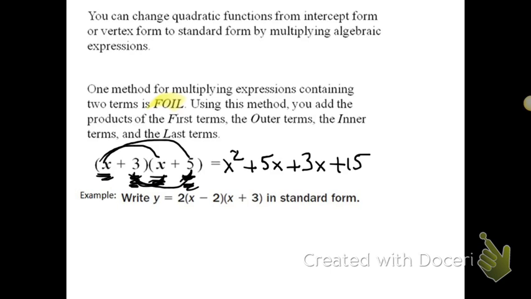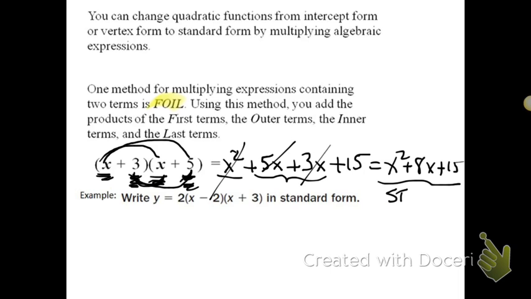Once you're done multiplying every term in one binomial to every term in the other, you can combine like terms if possible. There is nothing to add with the x squared, so I'm just going to copy the x squared. However, I do have the 5x and the 3x, which are like terms, making a grand total of positive 8x's. And that takes care of those guys. And then I have just a plus 15. Notice this is in standard form.